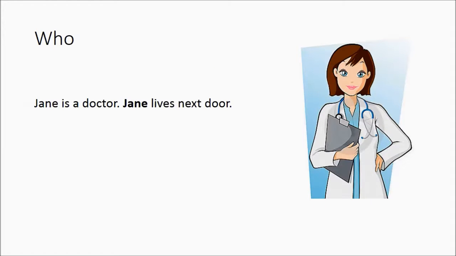So let us start with the first example. Here we see two simple sentences. Jane is a doctor. Jane lives next door. Now we will turn these two sentences into one sentence with a relative clause. Jane is a person, so that means we will use the relative pronoun who. This leaves us with: Jane is a doctor who lives next door.